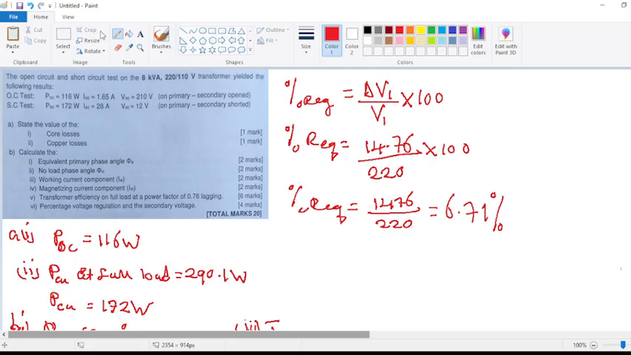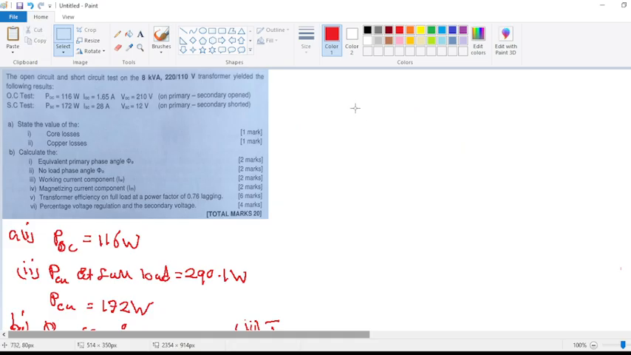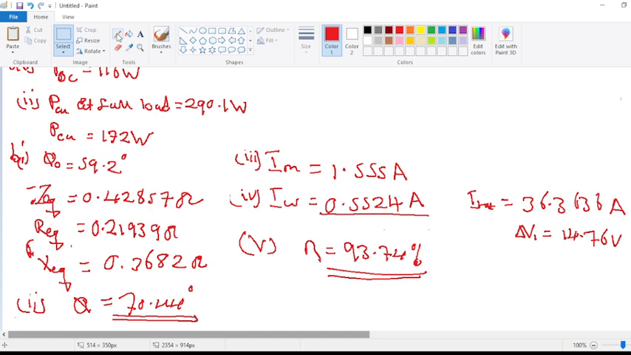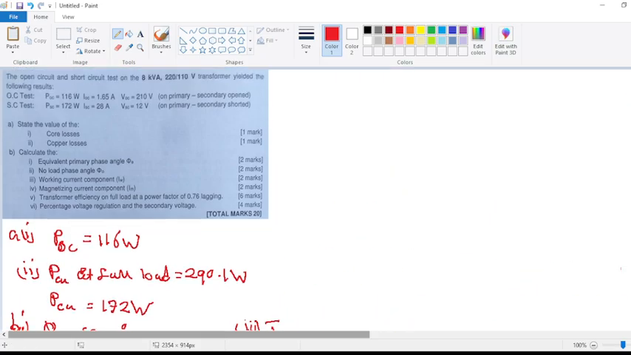So now, let me erase this part, and remember the percentage is 6.71. 6.71 percentage. Let me write it down here. The percentage voltage regulation is equal to 6.71%. Okay, so let's calculate now the last part here.